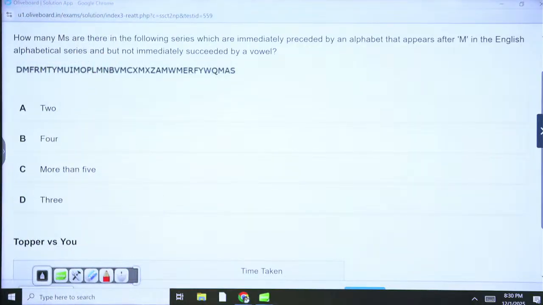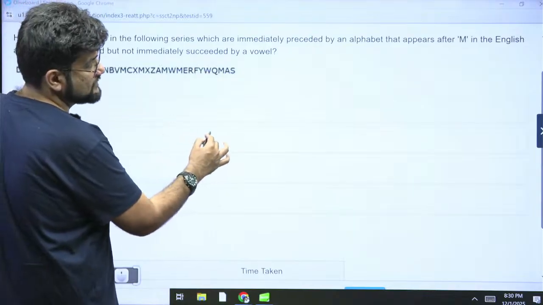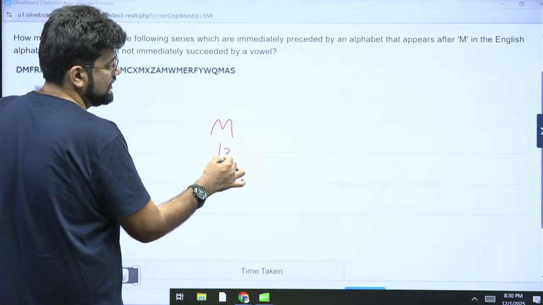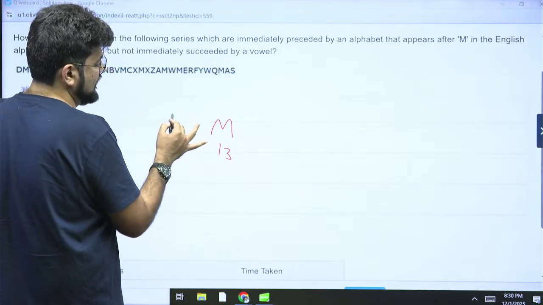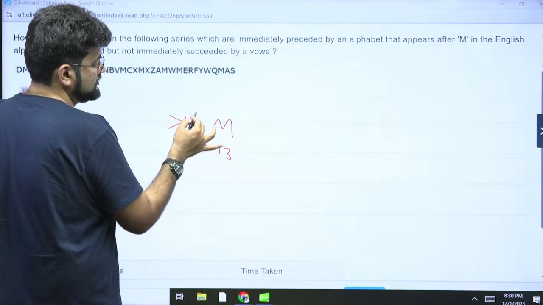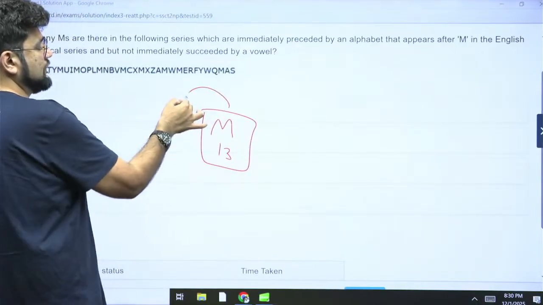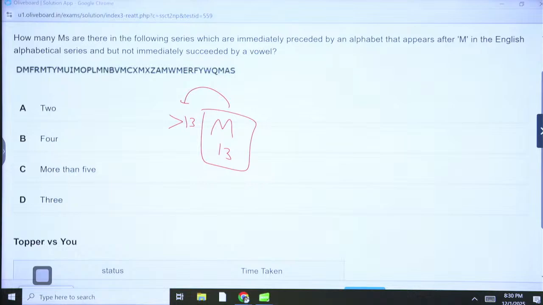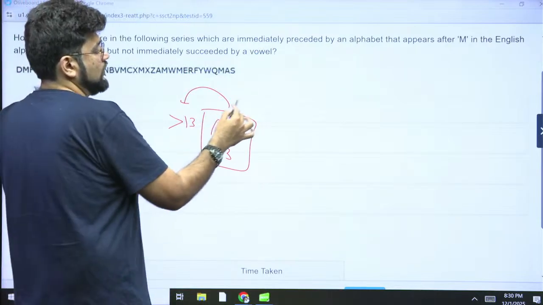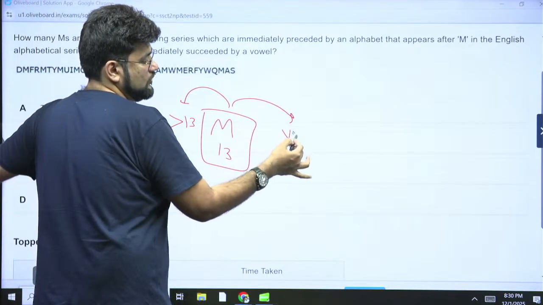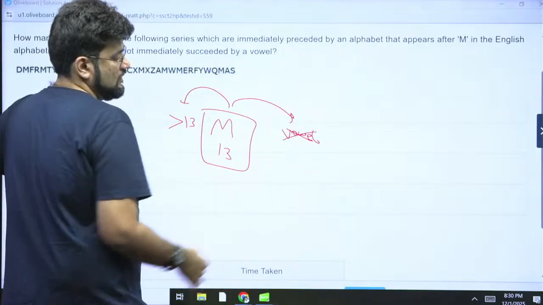Okay, this is a good one actually. How many M's are there in the following series which are immediately preceded by an alphabet that appears after M in the English alphabet? So M is 13. You have to look for any number which is greater than 13 before it. Okay, and but not followed by a vowel. So anywhere if M is followed by a vowel, you will cancel it. Now observe.